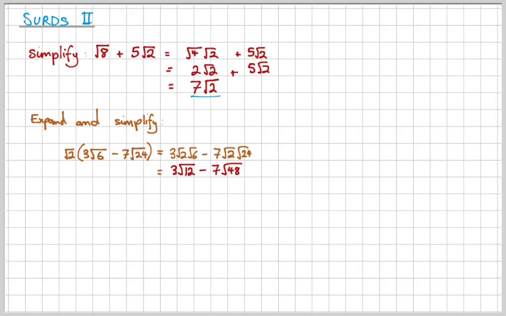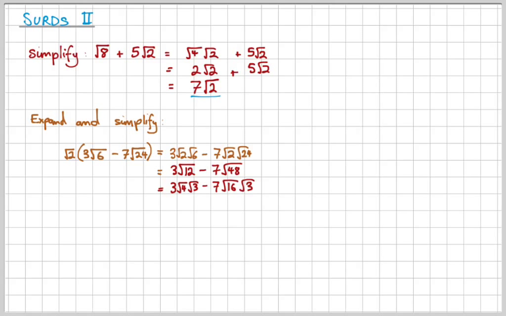So, simplifying the first term, what's the biggest square number that divides 12? That's 4. So we change this to 3 times root 4 times root 3. What's the biggest square number that divides 48? It's not 4, it's 16. The biggest square number that divides 48 is 16, so we rewrite it like that.